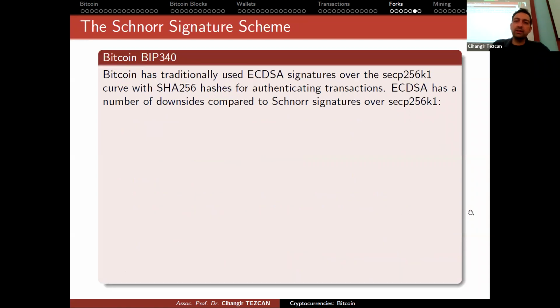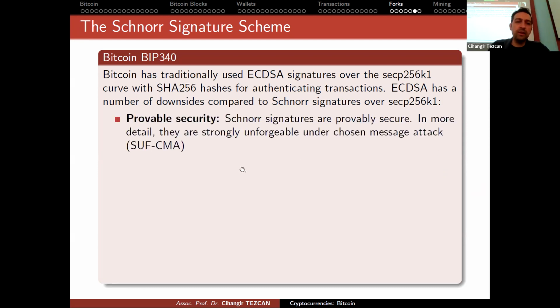So we talked about Schnorr signatures before, but let me recap with this slide. This is from Bitcoin BIP 340. Bitcoin has traditionally used Elliptic Curve Digital Signature Algorithm signatures over the elliptic curve secp256k1, which are 256 bit hashes for authenticating transactions. ECDSA has a number of downsides compared to Schnorr signatures over the same curve. One of them is provable security. Schnorr signatures are provably secure. In more detail, they are strongly unforgeable under chosen message attack.